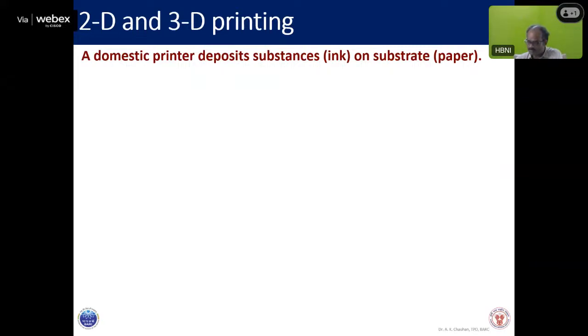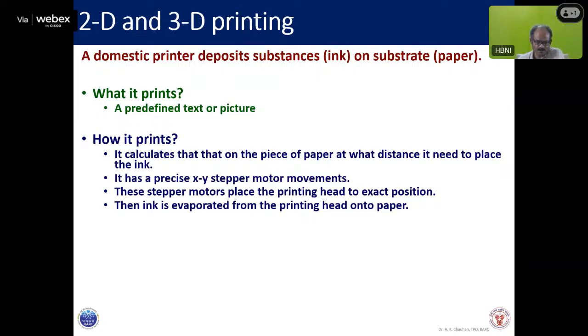Now we'll come to the last part, which is 2D and 3D printing. A domestic printer, which is a normal 2D printer, deposits a substance on a substrate, paper. It prints a predefined text or picture, and it calculates at what distance on the piece of paper it needs to place the ink. It has a precise XY stepper motor movement. These stepper motors place the printing head at the exact position, and then ink is evaporated from the printing head onto the paper.